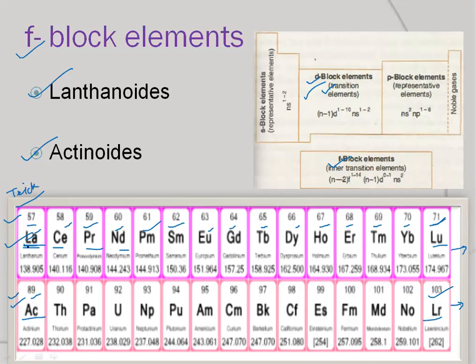Okay. Now LA is for Lal, CE is for Shira, PR is for Prasad, ND is for Nandu, PM is for Pradhan Mantri, SM is for Srimati.